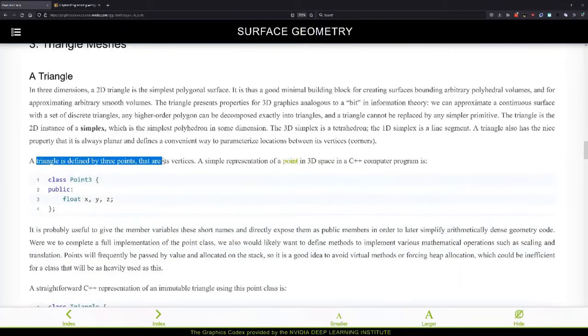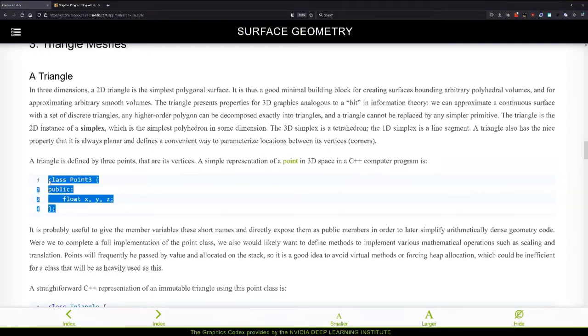Okay. So we can define a triangle by 3 points, and a point in C++ is most simply described by 3 floating point values. This is just good enough C++ code for basic graphics stuff, 3 public variables for a point. We'll have functions to define math operations later, I'm sure.